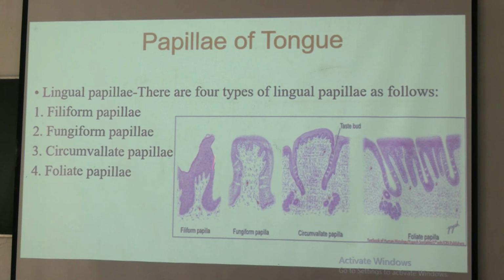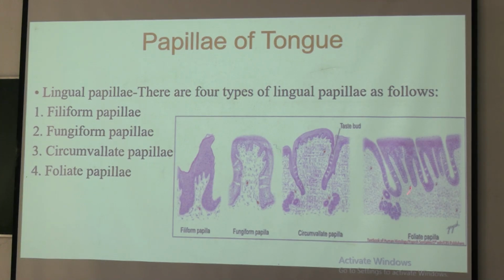Here is the filiform papilla. The apex is covered by keratin. Okay, this is the fungiform papilla, and this is the circumvallate papilla. On the 2 sides of the papilla there is a sulcus. Okay, and on the walls of the sulcus, these white areas show the location of the taste buds. And here also taste buds are present on the 2 sides of the fungiform papilla.